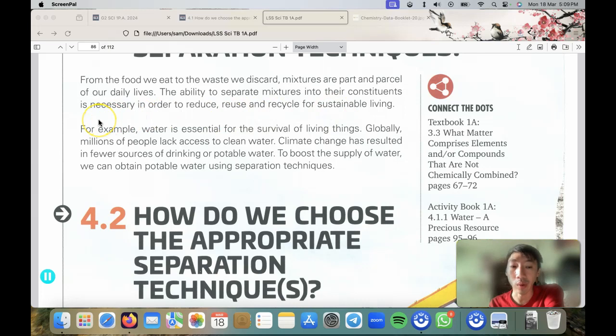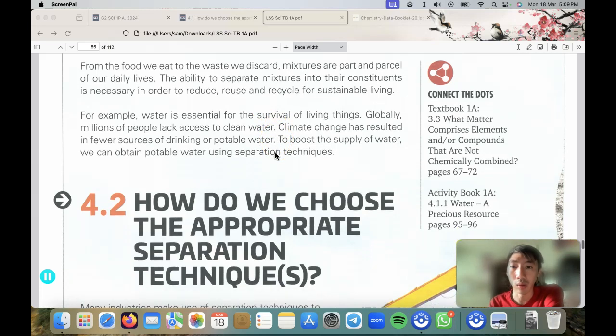Okay, we know that we need water to survive, right? Water is important for all living creatures, and globally, millions of people don't have access to clean water, so they drink dirty water. And this is made even worse by climate change because the weather gets more erratic. There are droughts in certain countries, and so there are new technologies needed to separate the water more efficiently.